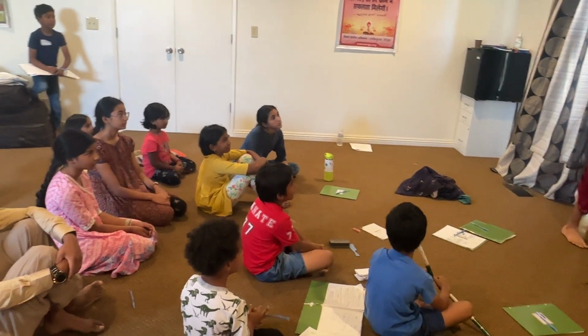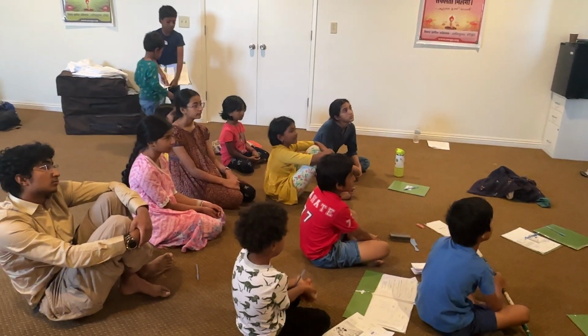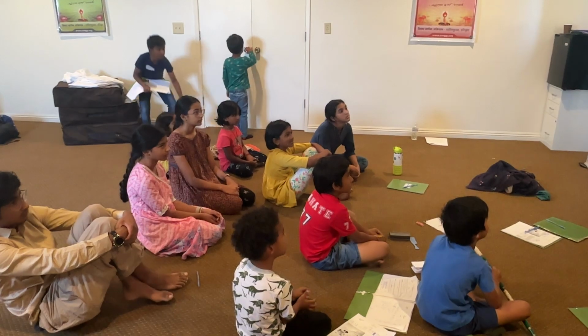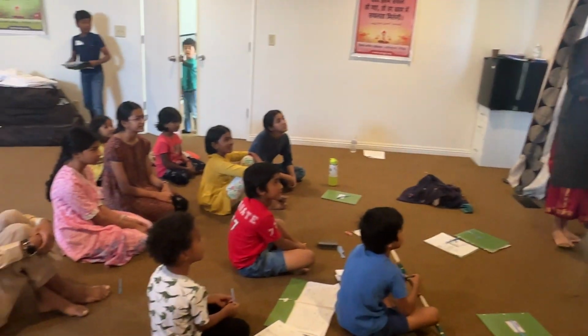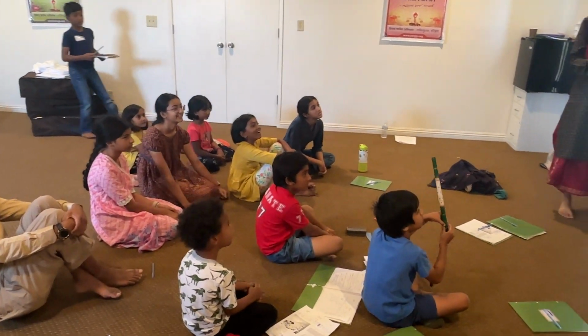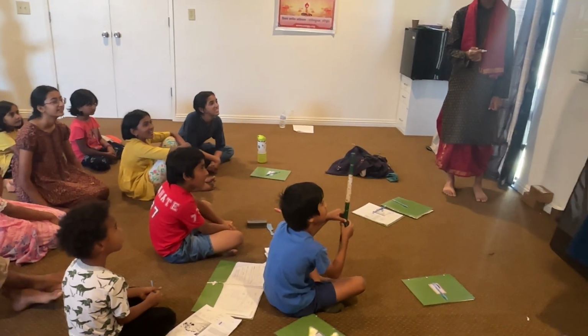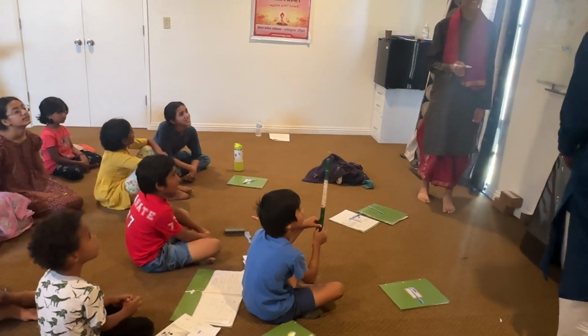Oh, it's 12. It's two. What is Sa? Wait, don't rush. What number is Sa? Seven. Sa is seven. That was a Sa, yeah, but that's a Ra. Okay, it's Rasika Priya.